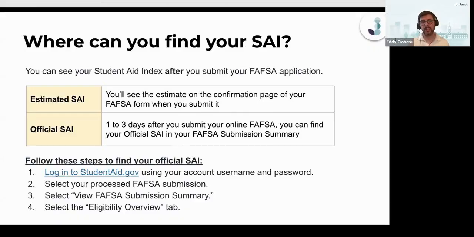Please apply for financial aid as early as possible. Create your account as early as you can because federal aid and state aid does run out. Both of them do run out. And so you'll want to make sure you also give yourself 1 to 3 days to get your official student aid index number before you then proceed with the rest of your applications.